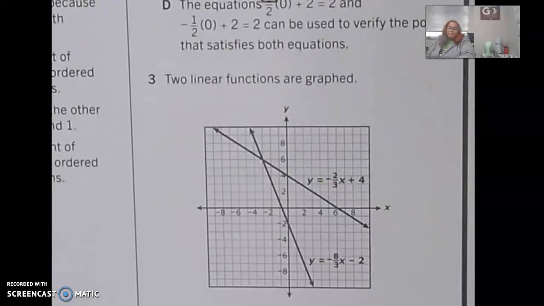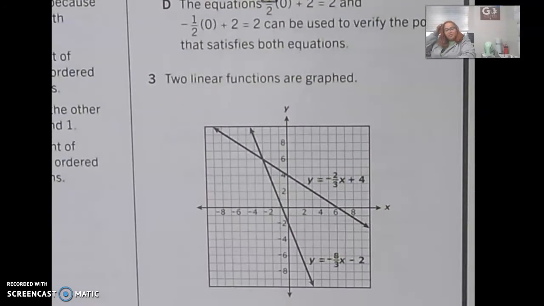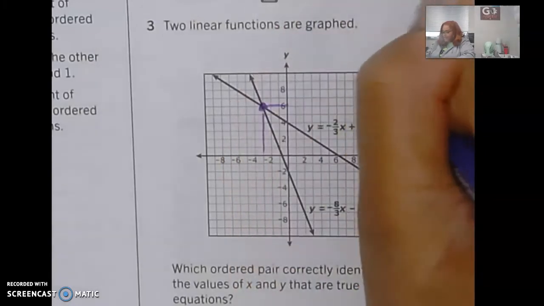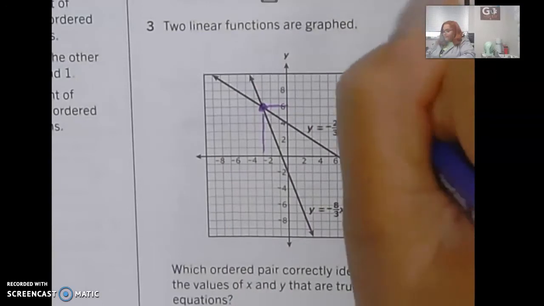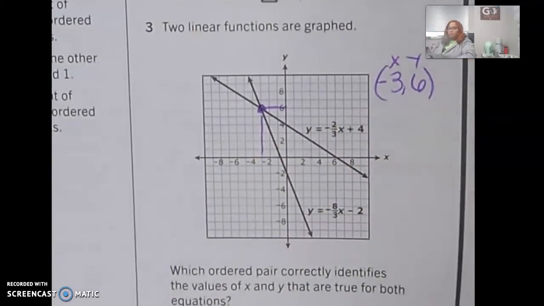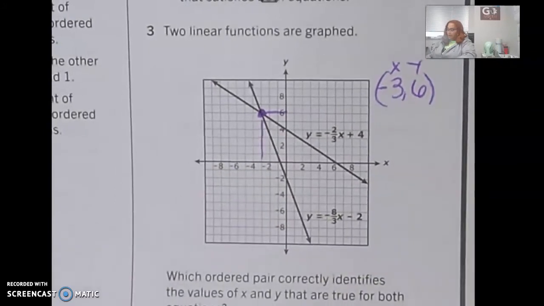Number 3, it says 2 linear functions are graphed. So let's look at where they intersect. You run to -3 and you jump to 6. This is your x, this is your y coordinate. All right, page 286, last page.